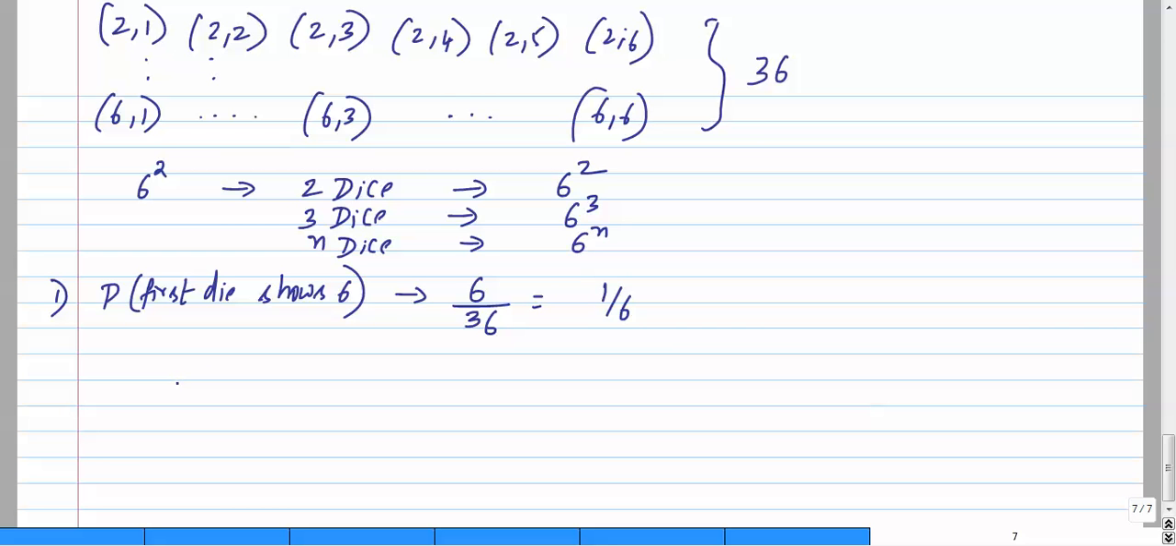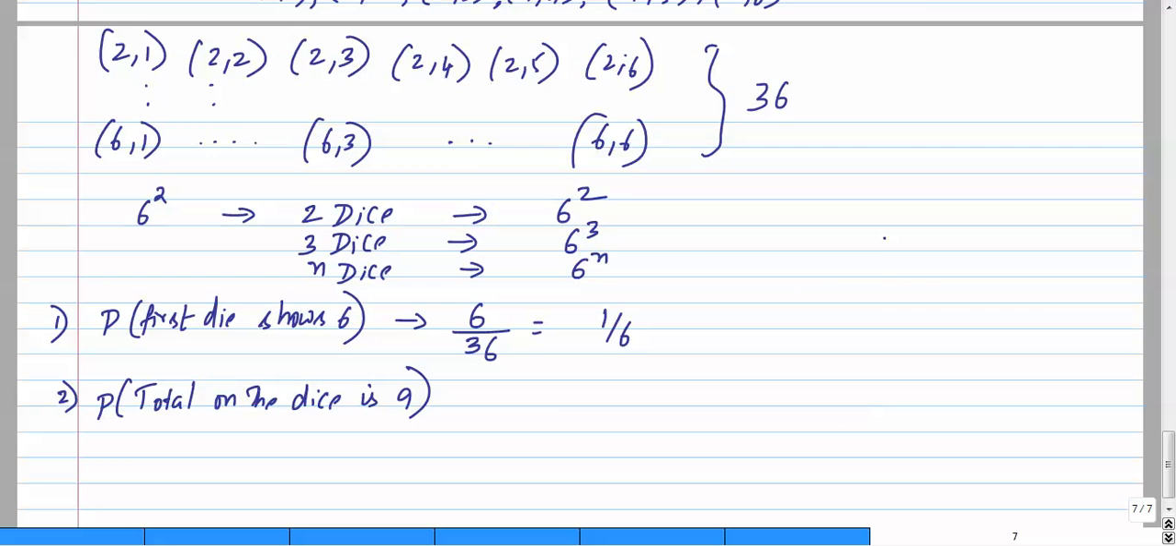Similarly, there is another question. What is the probability of getting the total on the dice as 9? Now, we know that if you go to the first row, we will not have it because 1 plus 6 is maximum 7. In the second row, we don't have it because 2 plus 6 is the maximum, again we have 8. But we start getting 9 from which row? Third row. So in the third row, I have 1, 3 and 6.